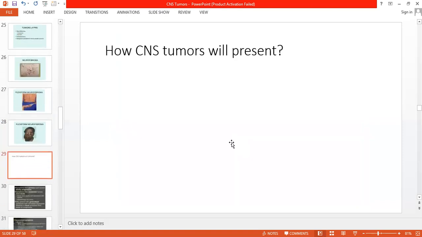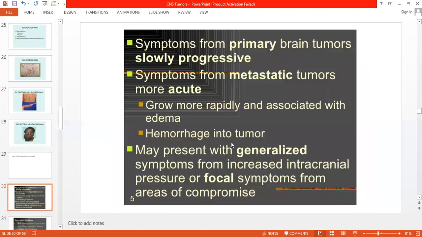How will CNS tumors present? Symptoms of primary tumors slowly progress. Symptoms from metastatic tumors are more acute with a very short history, and they will deteriorate very quickly. They grow more rapidly and are associated with edema and hemorrhage into the tumor.